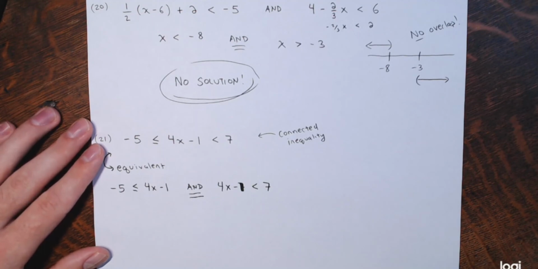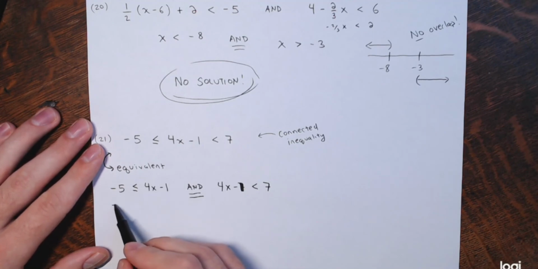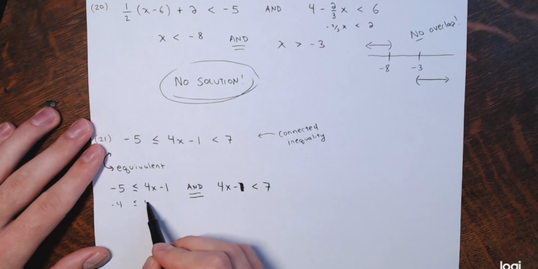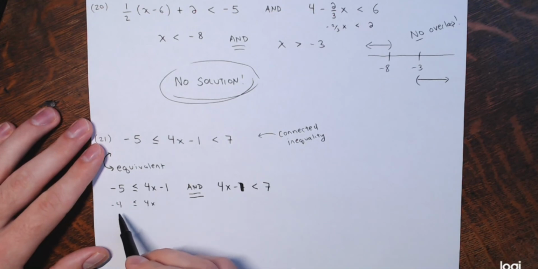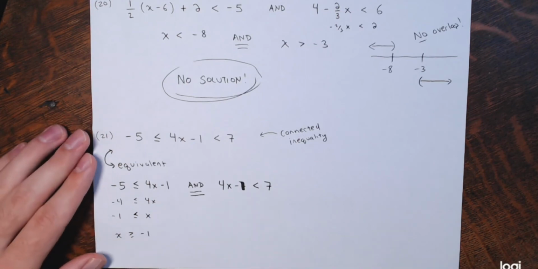All right, so just as before, I'll solve both. Now I would add 1, giving me -4 is less than or equal to 4x, divide by 4, giving me -1 is less than or equal to x, which, if you read it the other way around, would be x is greater than or equal to -1, right? Remember, switching sides changes the inequality symbol, flips it.